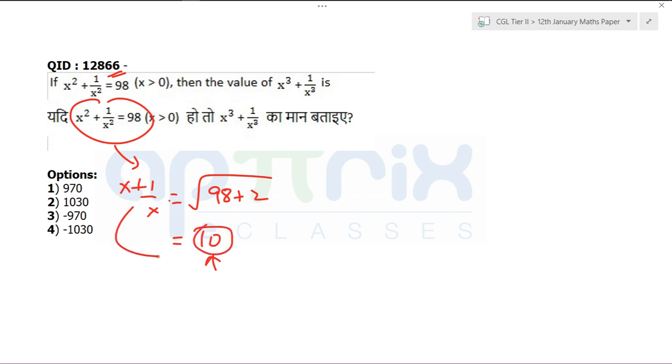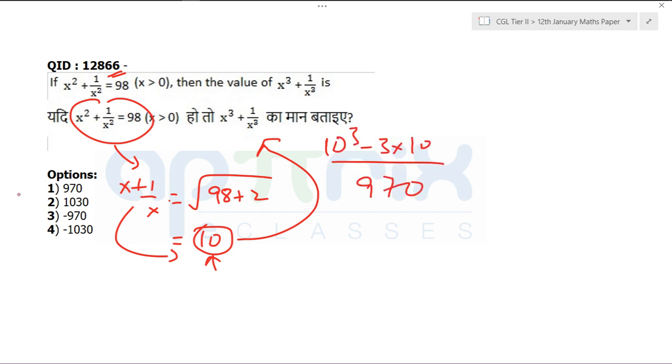If you get x plus 1 by x is equal to 10, then you have to find this particular value. This is nothing but 10 cube minus 3 into 10. That is going to be 970, and that's how you can easily mark option A without any problem. And moving very fast in this question, because this is most of you must be knowing. There is no addition, subtraction from my side.